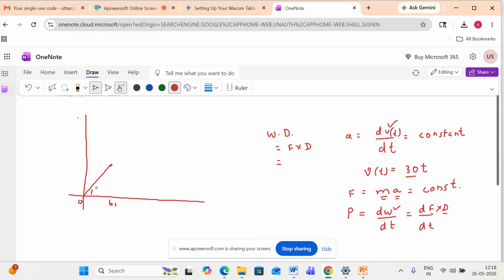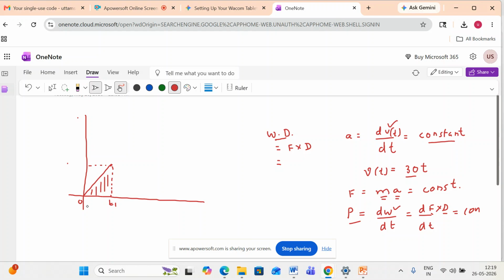Basically, the area under this curve will give you the distance covered. Later we'll come to how to find the distance and so on. But here let us understand that the work done is force into distance, and differentiation of work done gives you power. So the power is constant during this phase. You can relate that if the acceleration is constant, the power is constant.